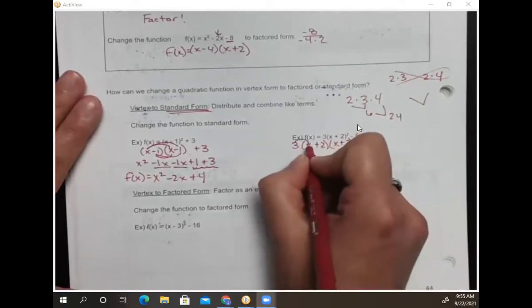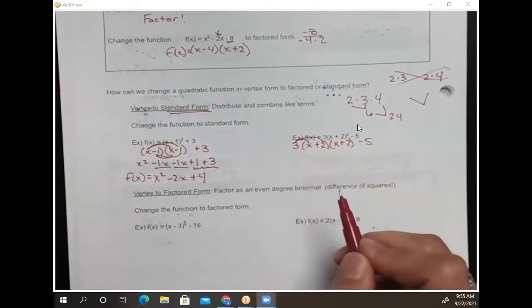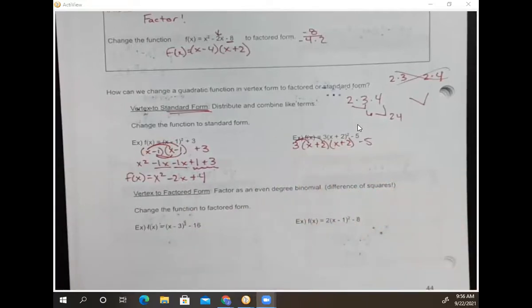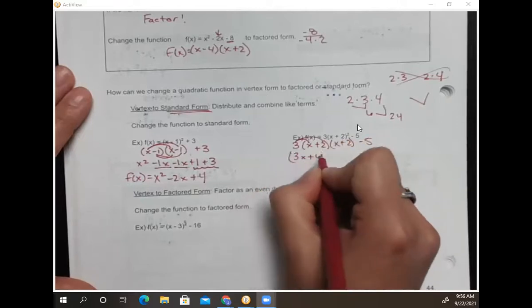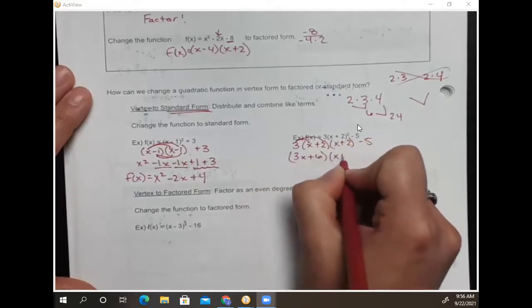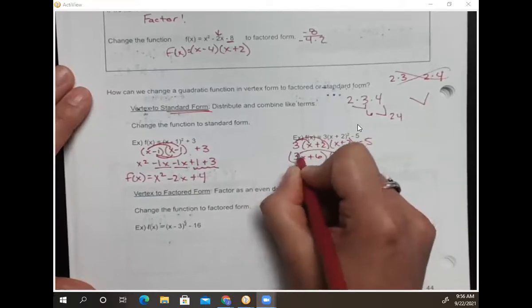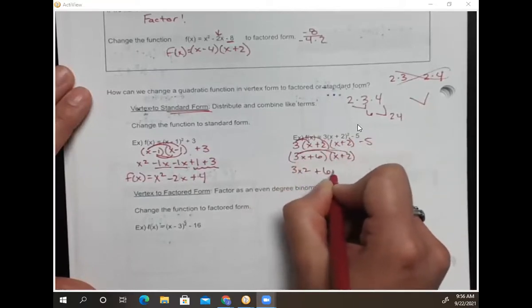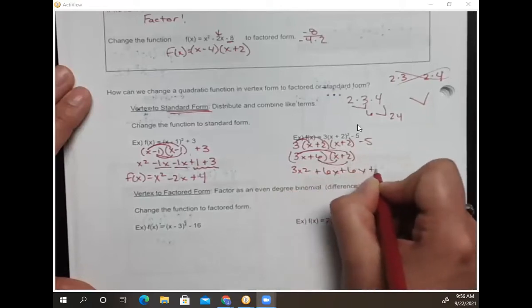So I'm going to distribute in the 3 to start. If you want to do this first, you can, and distribute the 3 after. Doesn't matter. Just pick 2, multiply them, then multiply by the other thing. So this is 3x plus 6. And then I've got to multiply this by the x plus 2. So that's 3x squared plus 6x plus 6x plus 12.